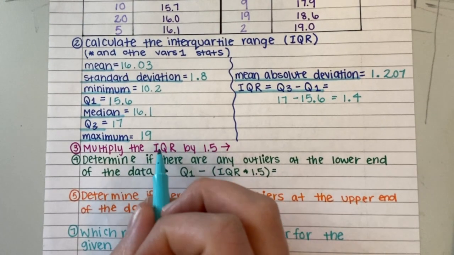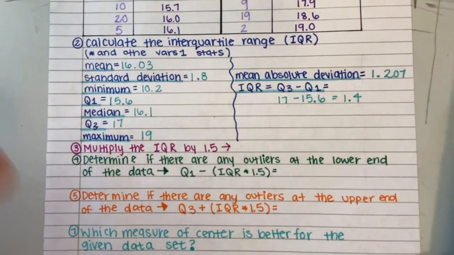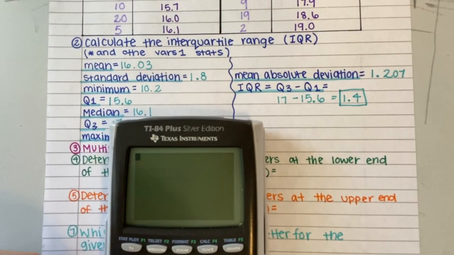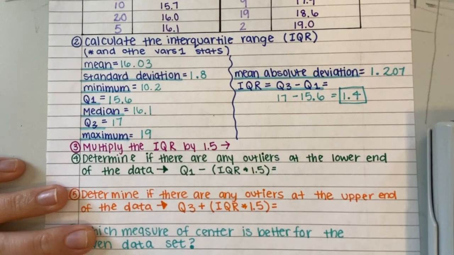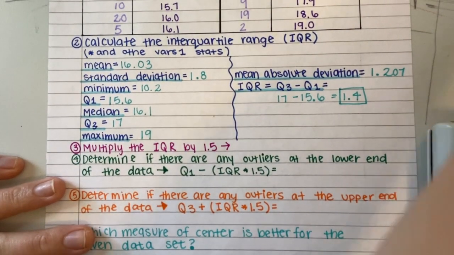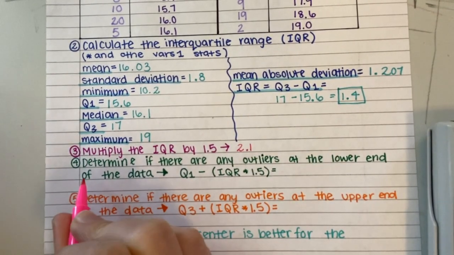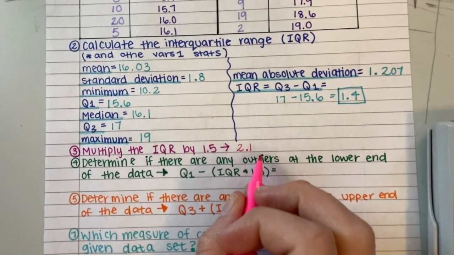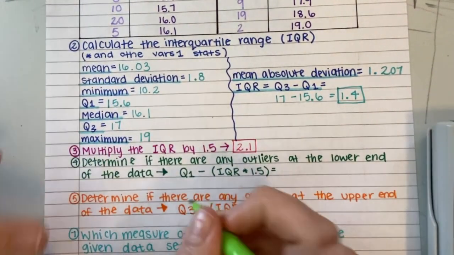So what I would do for that is multiply the interquartile range by 1.5. So I'll do my interquartile range, which is 1.4, times 1.5, and that gives me 2.1. And then in order to determine if there are any outliers at the lower end, I'm going to do my first quartile minus this number we just calculated. So my first quartile is 15.6.